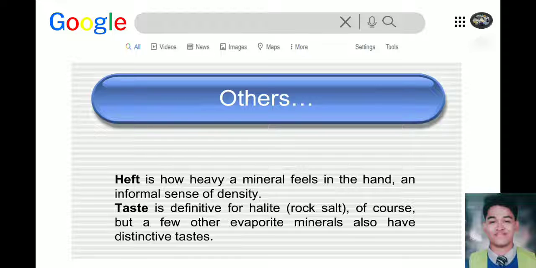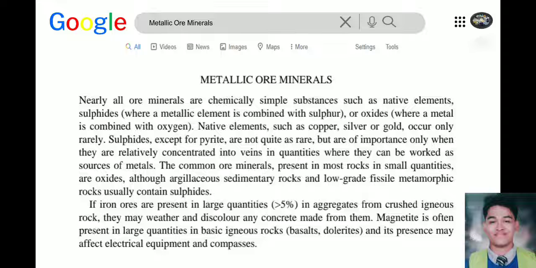And the taste, which is definitive for halite, of course, but a few other evaporative minerals also have distinctive taste. Aside from halite or the rock salt, other minerals also have their own distinctive taste that differs them from any other minerals. Then next, we now have here the metallic ore minerals, which is one of the groups in the non-silicate minerals. So metallic ore minerals in simpler terms are minerals that are high in metal content and can be of high value in terms of economic usage.